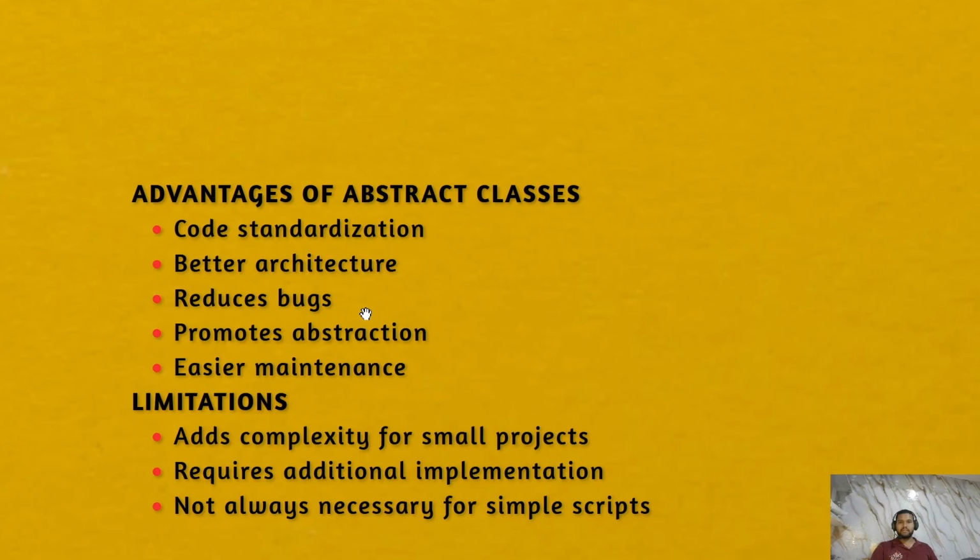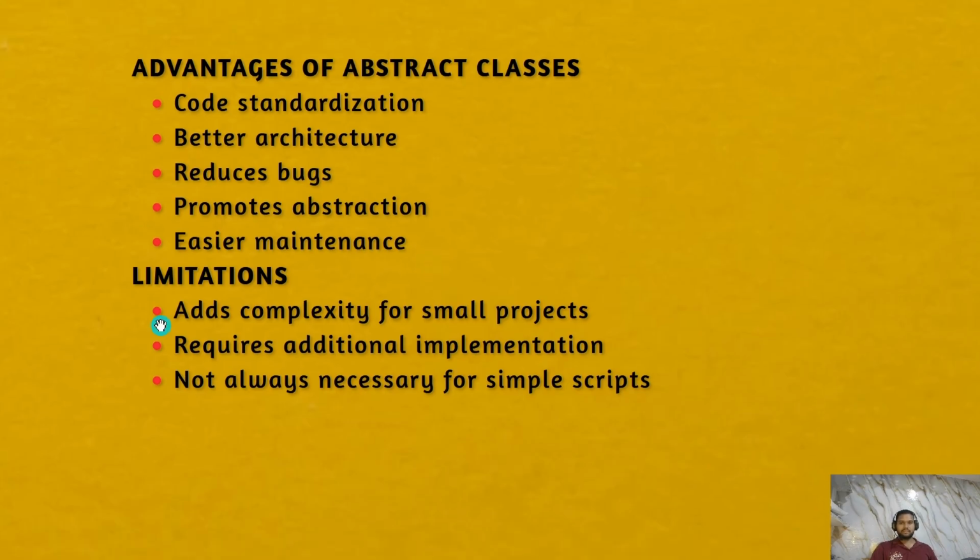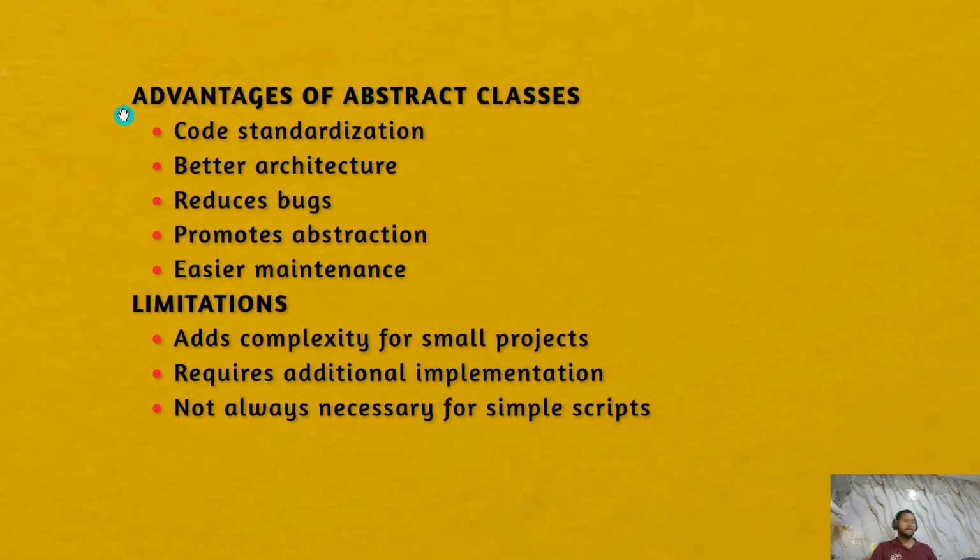And what are the advantages and limitations of abstract classes? First, the advantages: code standardization and better architecture, reduces bugs, promotes abstraction, and easier maintenance. And limitations: adds complexity for small projects, requires additional implementations, and not always necessary for simple scripts. So these are the advantages and limitations of abstract classes.